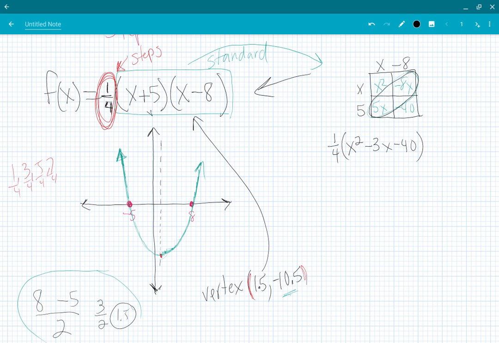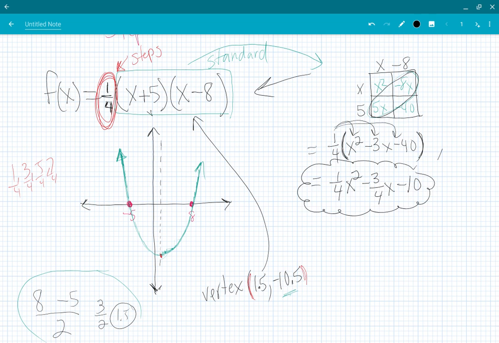Okay, all right. So is this standard form or almost standard form? Remember, standard form has no parentheses. So is it standard form or is it almost standard form? All right, I'm confused. What do you mean? So standard form has no parentheses, and this definitely has parentheses. Right? So how can you get rid of these parentheses? Multiply the quarter into what? Into all of them. Okay. So now you have 1/4 x squared, minus 3/4 x, and then minus 10, because a quarter of 40 is 10. And now this is standard form.